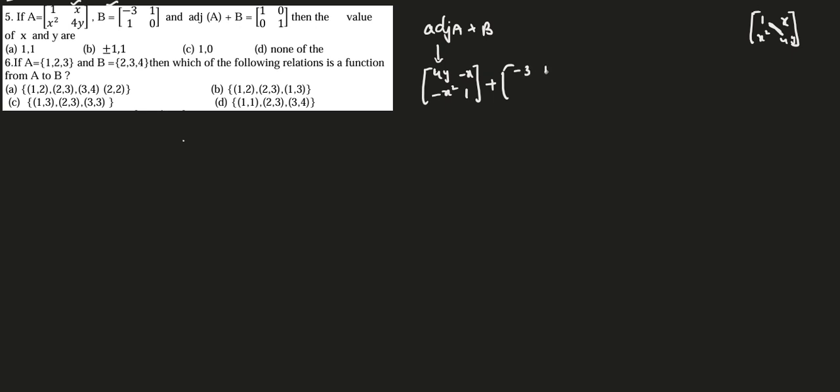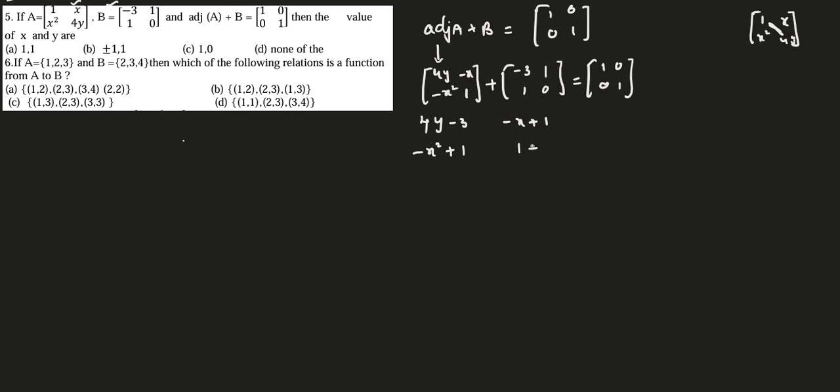Now, adjoint A plus B. B is given as minus 3, 1, 1, 0, and this is equal to the identity matrix 1, 0, 0, 1. So now we will add the elements. It becomes 4y minus 3, minus x plus 1, minus x squared plus 1, and 1 plus 0, which is equal to 1, 0, 0, 1. Now both orders are the same, so let us compare the elements. 4y minus 3 is equal to 1, so 4y is equal to 4 and y is equal to 1.